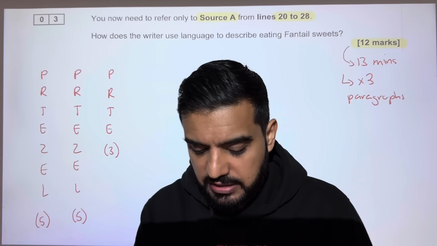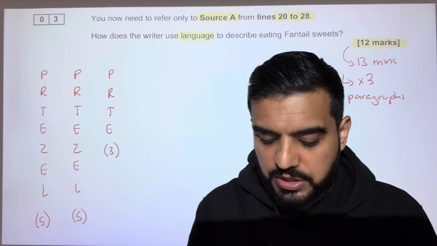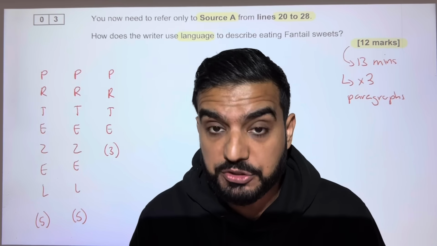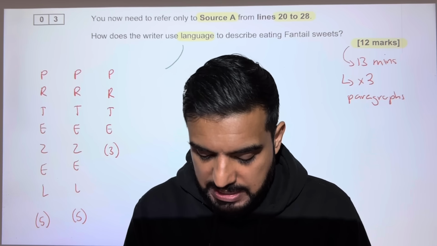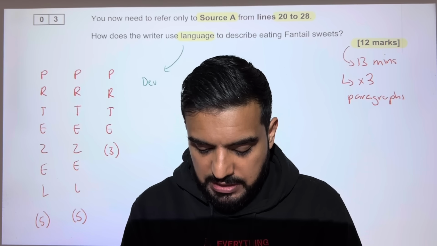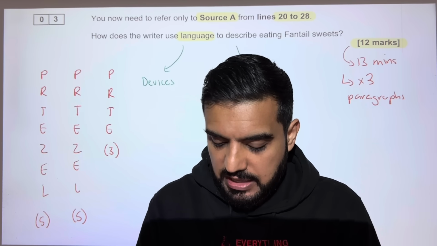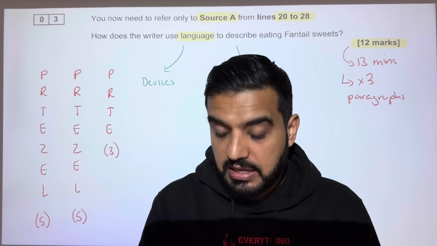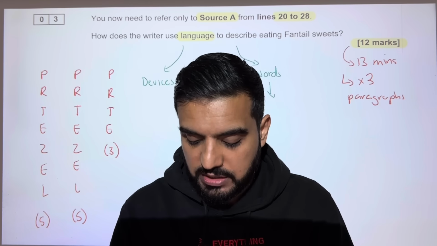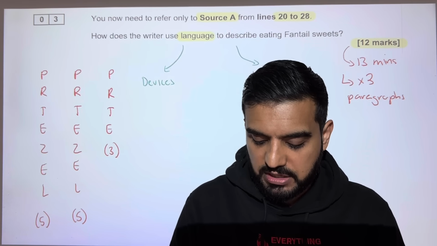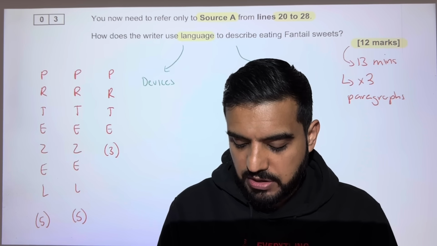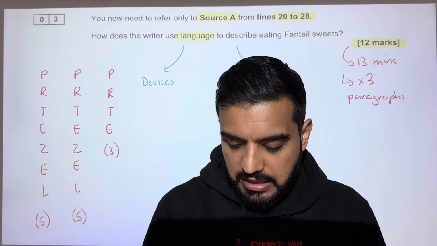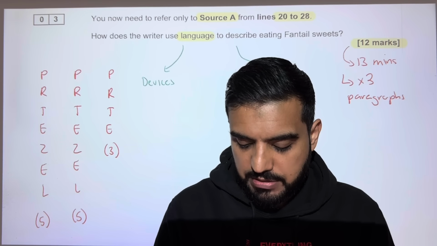Now this question, guys, it looks at language. English loves language. Now what does it mean by language, guys? This talks about language devices and it's talking about words and phrases. Now, as always, when it says words and phrases, it's talking about verbs, adjectives, nouns, and adverbs.